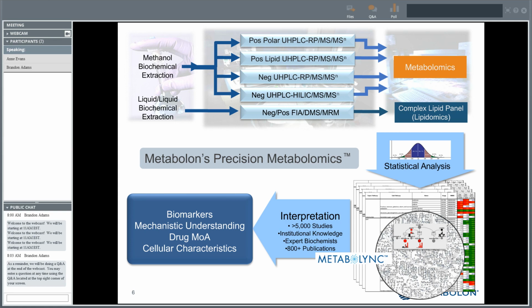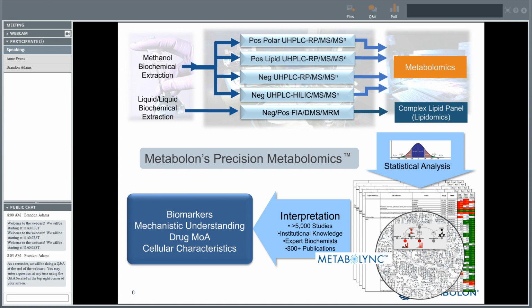So having these multiple methods not only gives you greater coverage and greater scope of metabolites that you can detect, again, reaching out towards getting that coverage so that you can see where the metabolic signature may be, but also gives you these nice internal quality control checks when you can see the same molecules detected on multiple platforms.